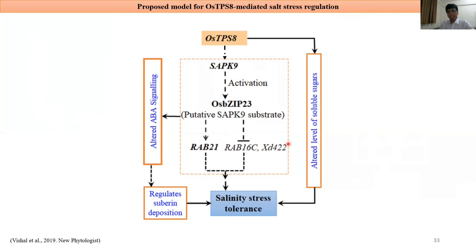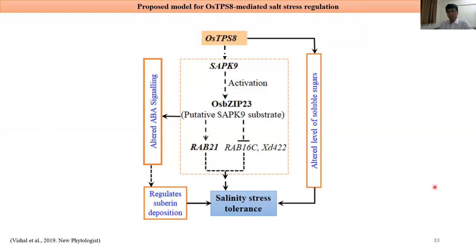And we also showed three different pathways. We showed the altered soluble sugar in the mutant, which also adds to the salt stress regulation. We also showed altered suberin deposition by showing the hydrophobic barrier differentially expressed in the overexpression line. And we also saw the altered ABA signaling in the mutant, which is known to also affect the suberin deposition. So this is our overall findings.